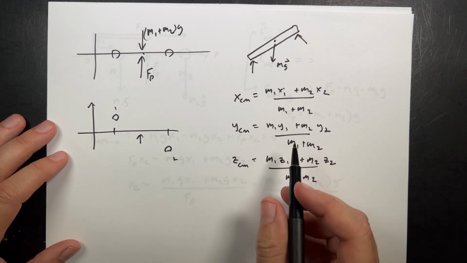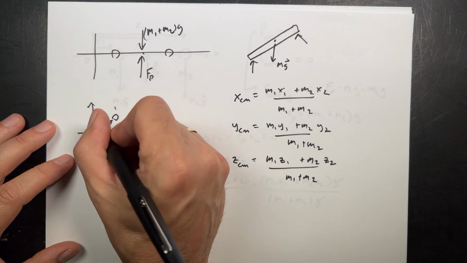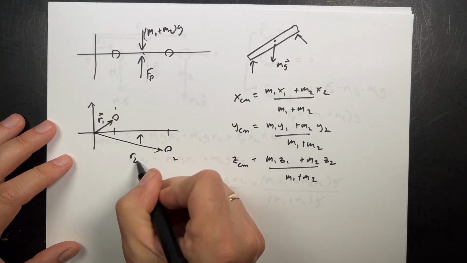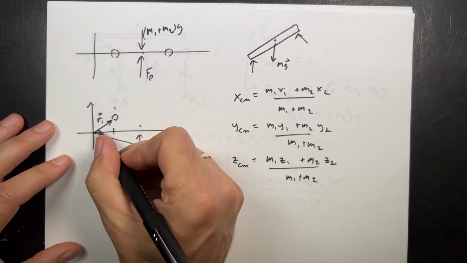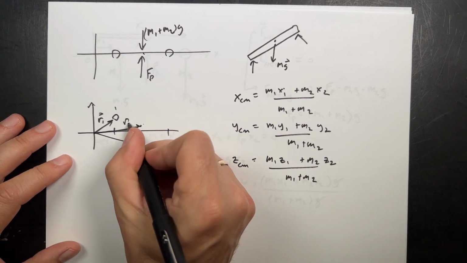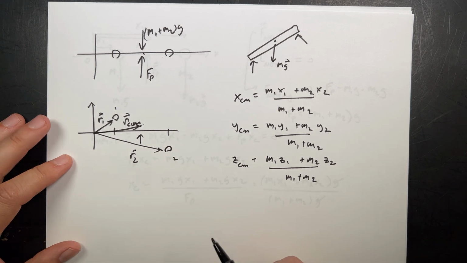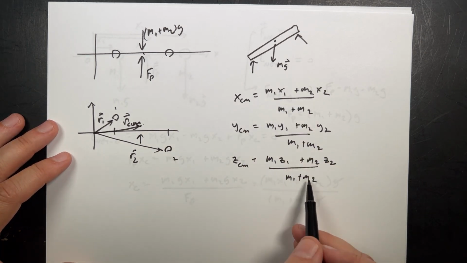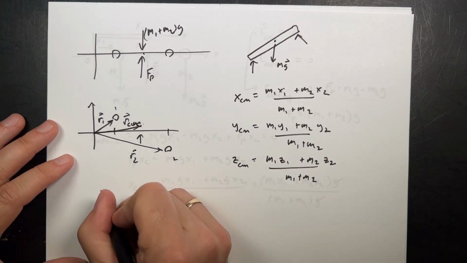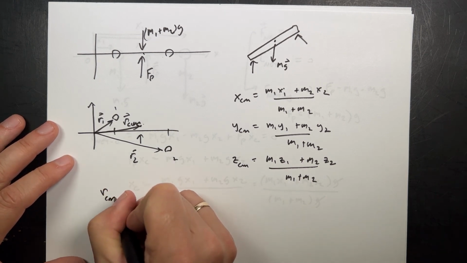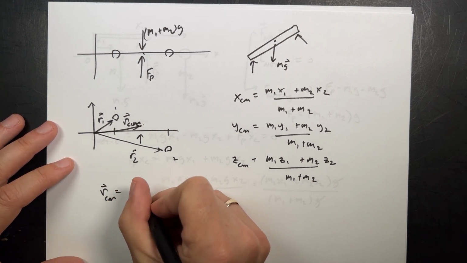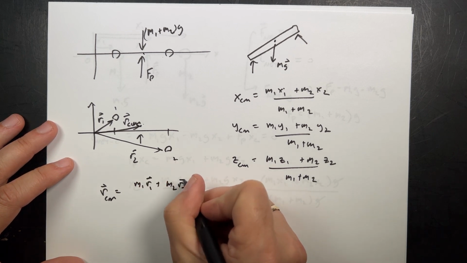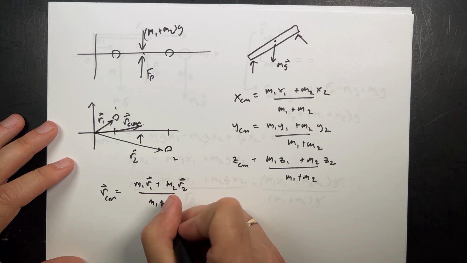Now I could write this as a vector. Let's call that the vector r1. Let's call that the vector r2. And then this is the location of the center of mass, r center of mass. So since I'm doing these all independently and they all have the same thing on the bottom, I actually can write the r center of mass as a vector equation: m1 r1 vector plus m2 r2 vector over m1 plus m2.